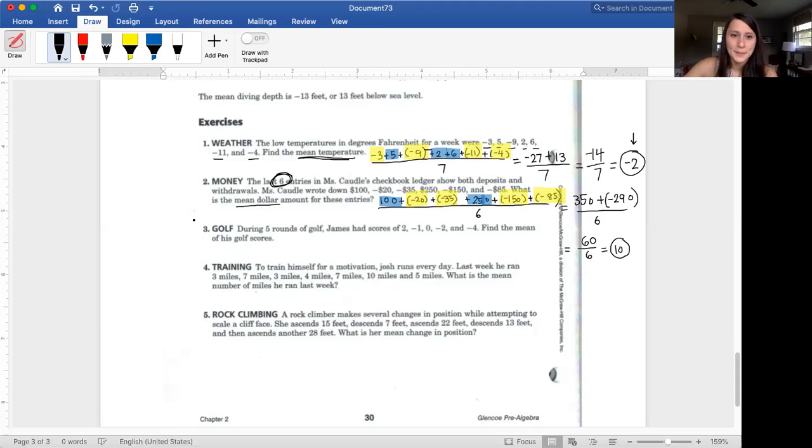All right, I'm going to let you guys do 3, 4, and 5 on your own. And then I'm going to work this out. I'm going to pause it, and you guys check your answers when you're done. Okay, let's see how you did.